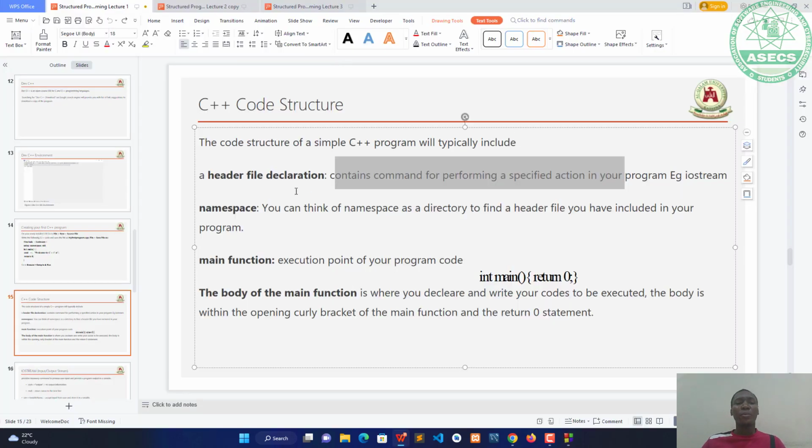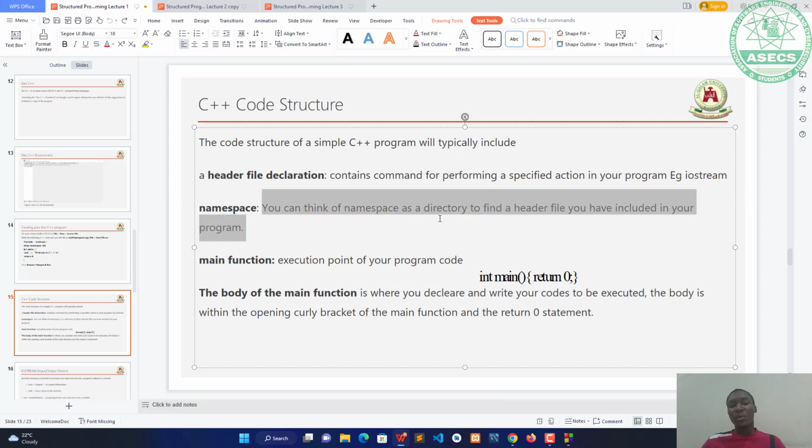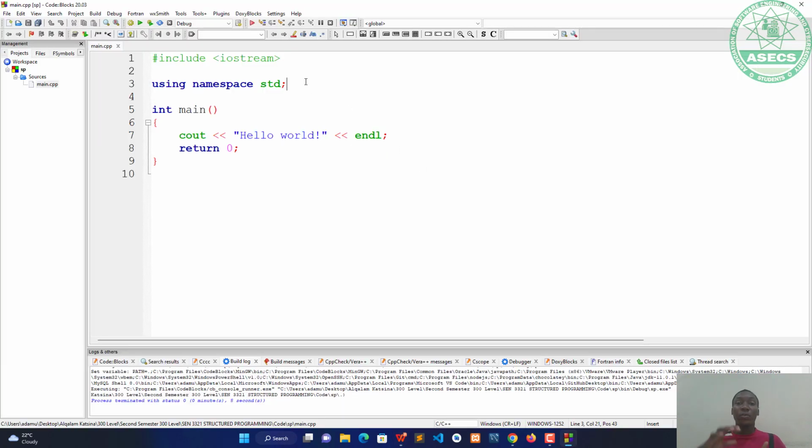Now the next thing is namespaces. So you think of namespace as a directory to find a header file you have included in your program. A namespace is like a folder or directory, da duk wasu libraries da C++ ya zo da su ake ajiyewa a ciki. So iostream nan suna cikin std ne. Now imagine this, in ba a yi amfani da using namespace std, you have to say std over here before it works.